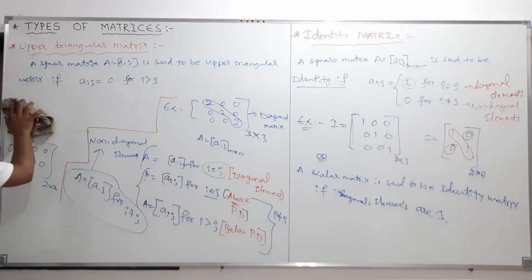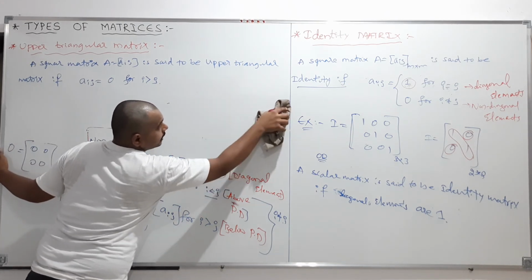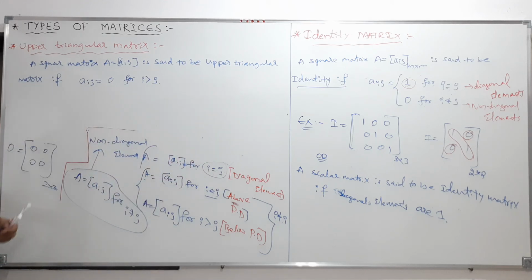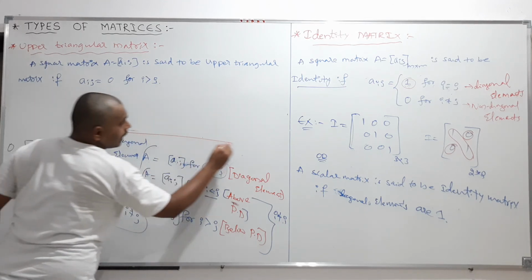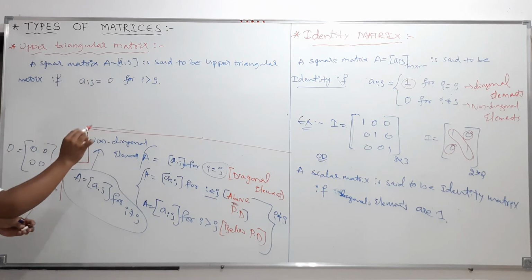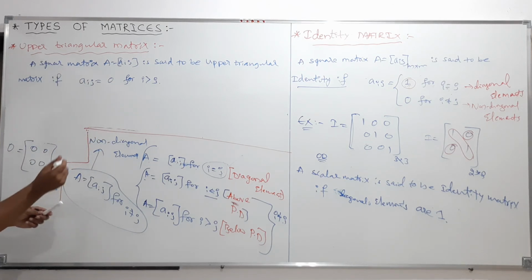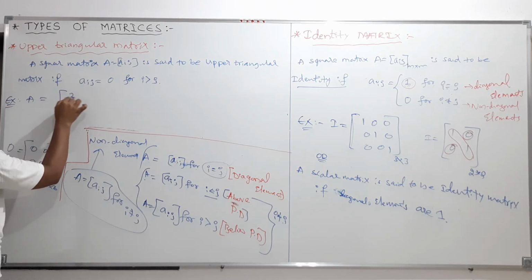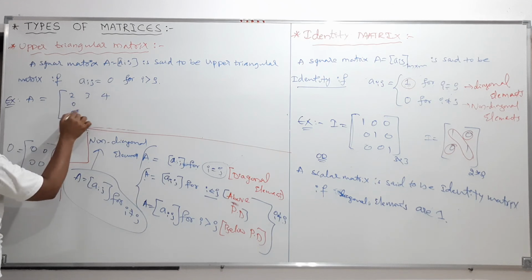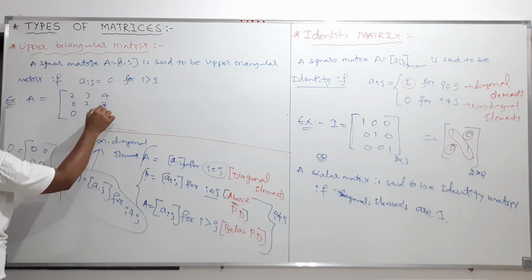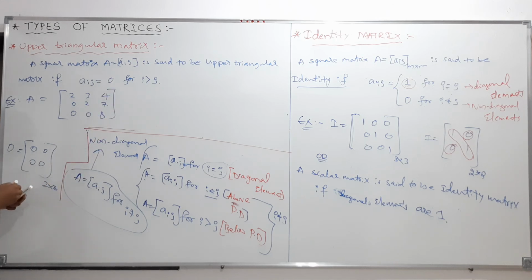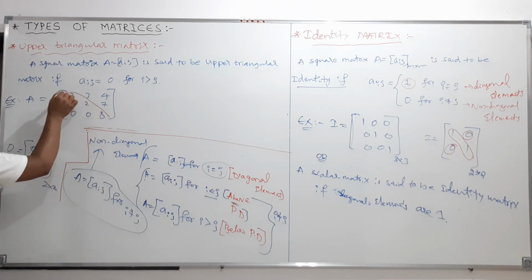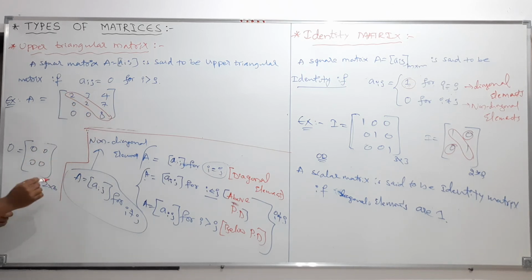Is it clear? In a square matrix, if the elements below the principal diagonal are 0, then such a matrix we can call the upper triangular matrix. An example you can take, A is equal to 2 3 4. My dear students, this is an example for the upper triangular matrix, because below the principal diagonal all elements are 0. That is what the condition is here.